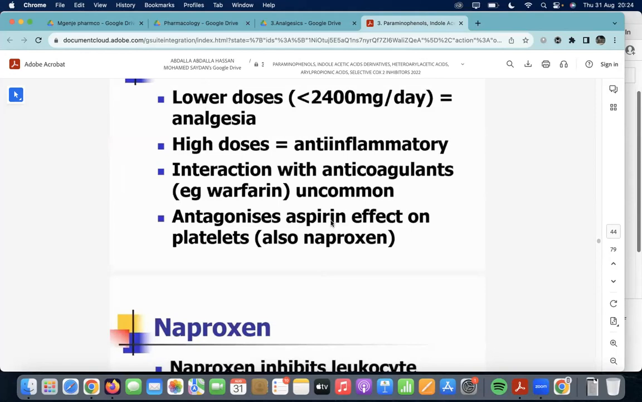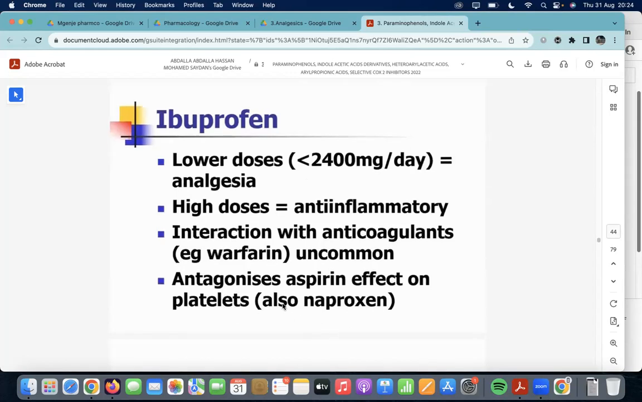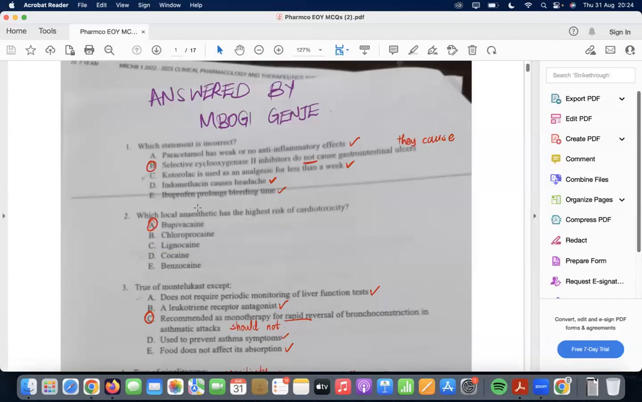So when we say ibuprofen inhibits the aspirin effect on platelets, we mean it inhibits the inhibition of platelet aggregation. Meaning it promotes platelet aggregation. Because aspirin inhibits platelet aggregation, ibuprofen antagonizes that, so it promotes platelet aggregation. Okay, I guess we've covered that question enough. Okay, we can go to the next one.